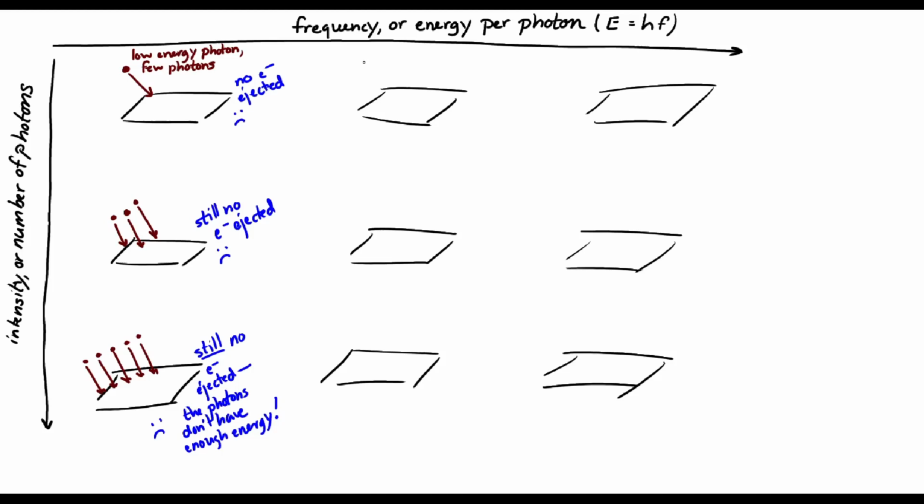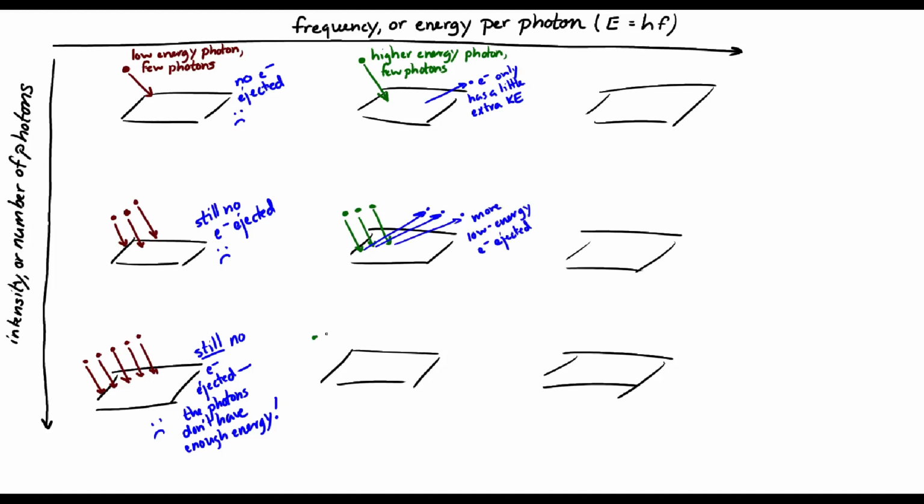At a higher frequency, the photons are able to kick out the electrons, but when the electrons escape, they only have a small amount of extra kinetic energy. And if we send in more of these photons by increasing the intensity, we get more of these low energy electrons ejected. And if we increase the intensity even more, we get even more of these low energy electrons ejected.